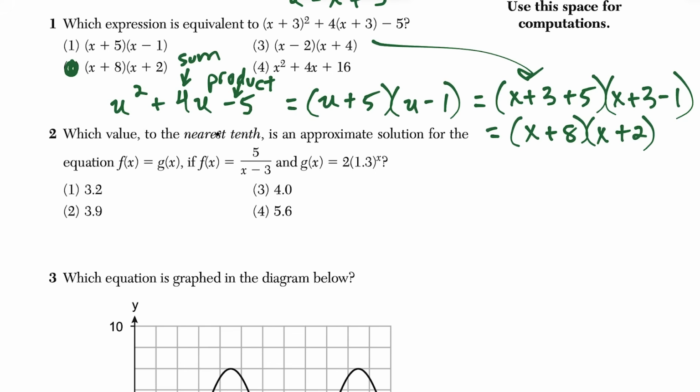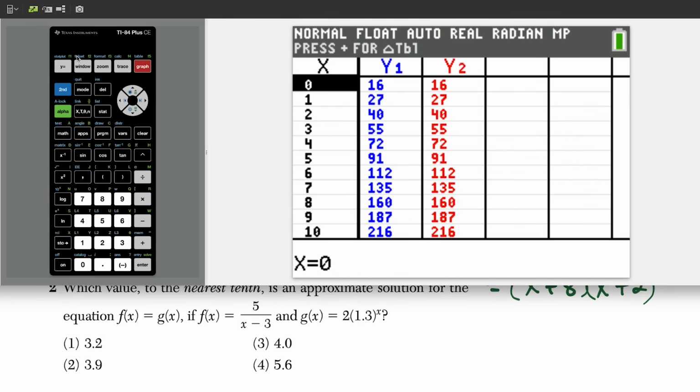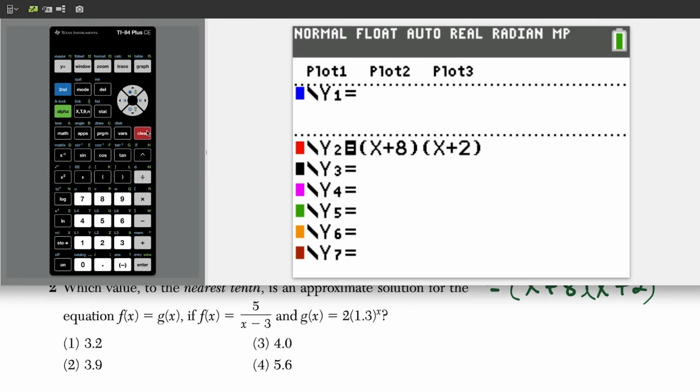Question 2, which value to the nearest tenth is an approximate solution for the equation f of x equals g of x if f of x equals 5 over x minus 3 and g of x equals 2 times 1.3 to the x? So a question like this is meant to be done in the calculator. So we could go to the y equals, and first I'm going to write in f of x.